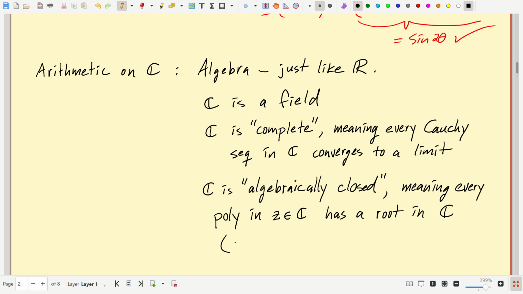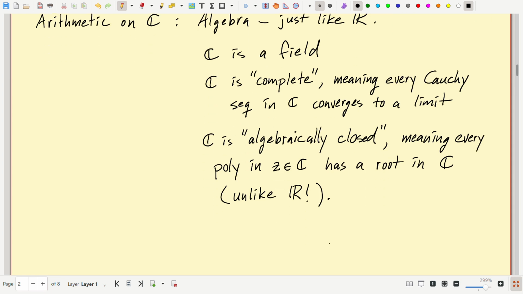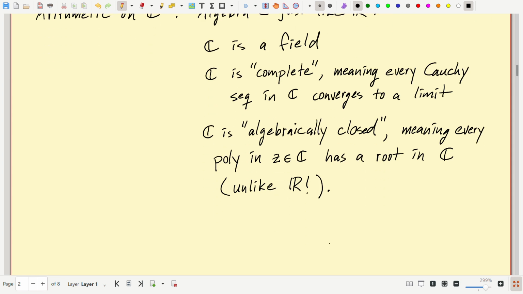And of course that's very much unlike R, because x squared plus 1 equals 0 doesn't have a root, for example. Okay. So that's the algebra of the complex numbers. And we're going to determine some of that algebra to be true by using analysis.